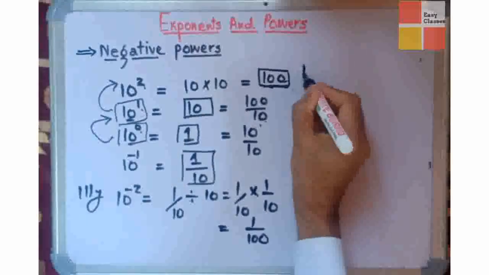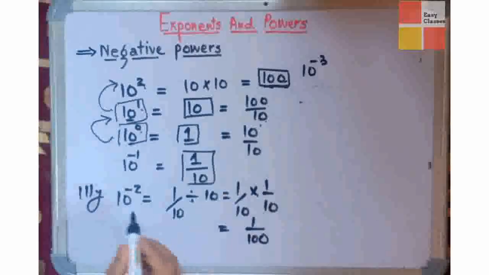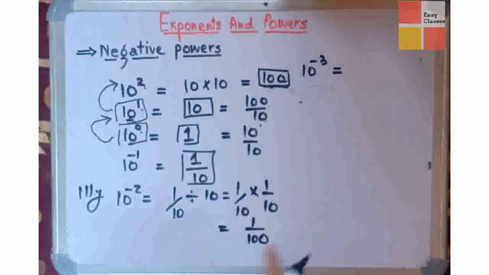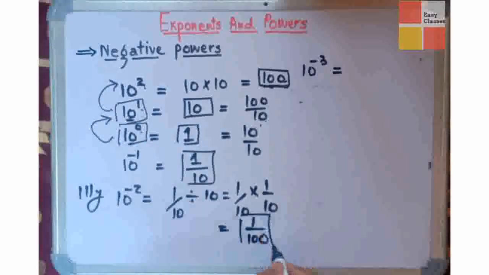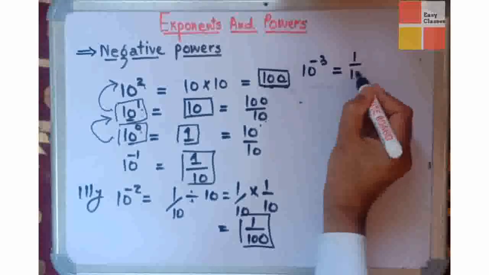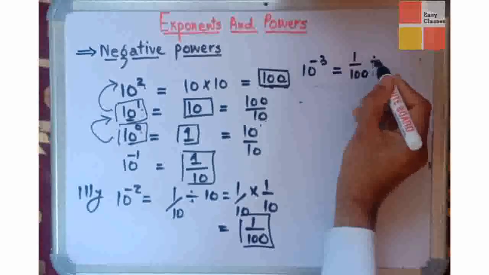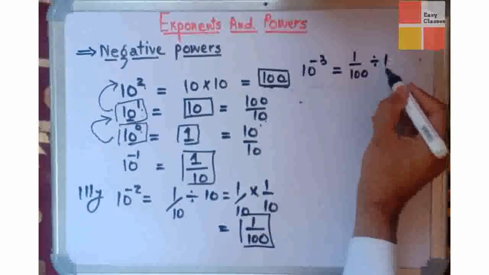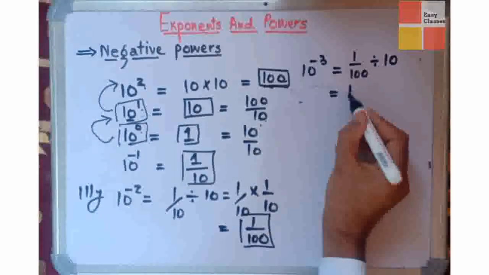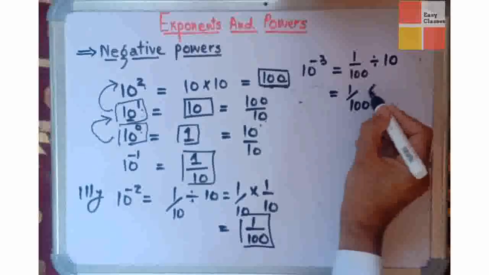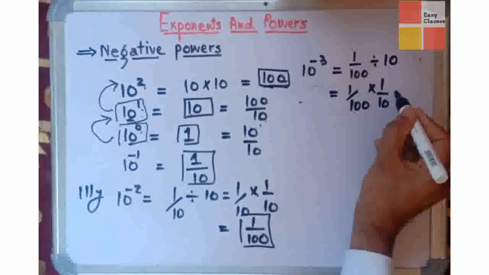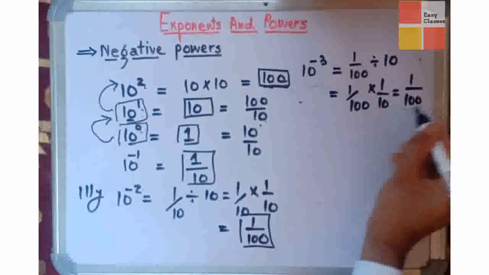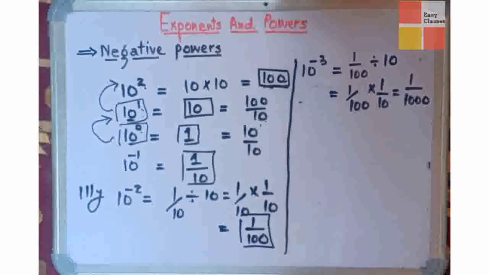In the same way, 10 raised to power minus 3. So it was minus 2. This is 10 raised to power minus 3. It will be equal to the previous value, that means 1 divided by 100, divided by 10, the previous base. Okay. So that is equal to 1 divided by 100 multiplied by 1 by 10. That is equal to 1 divided by 100 into 10, which is equal to 1000, right?